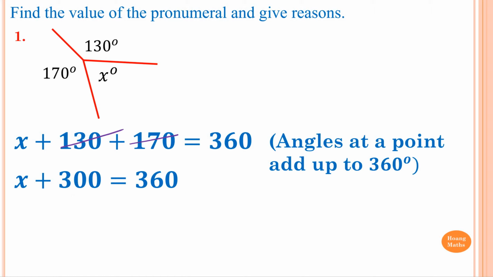We need to get rid of this 300 by doing the opposite of that. So which is minus 300. So we need to minus 300 on this side as well, of course. So this cancels out. So 360 minus 300 is 60. So therefore, x is equal to 60.